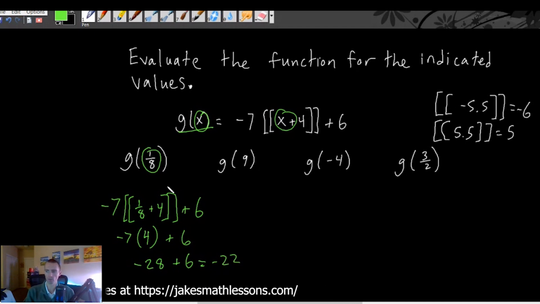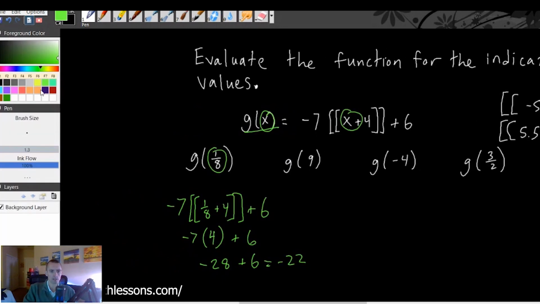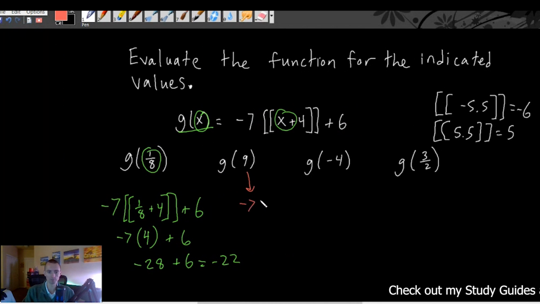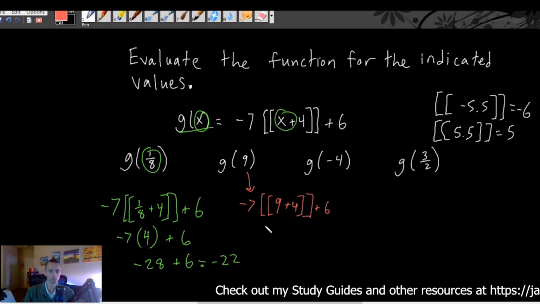So g of 1/8 will be -22. Okay. So next we are going to evaluate g of 9. So again, we're just going to go to our function g. Wherever we see an x, we're going to replace it with 9. So doing that is going to give us -7 times the step of 9 plus 4, plus 6.